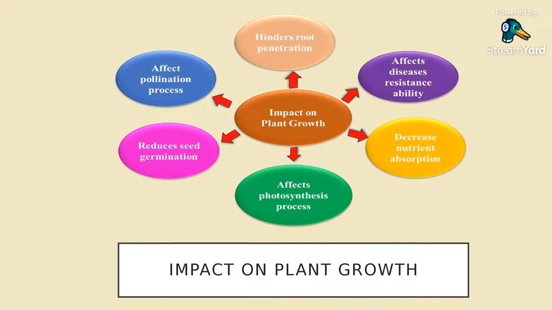When these microplastics enter into the plant systems, they hinder root penetration, affect the disease resistance ability of the crops, decrease nutrient absorption, affect the photosynthesis process, reduce seed germination, and affect the pollination process, which is very important.